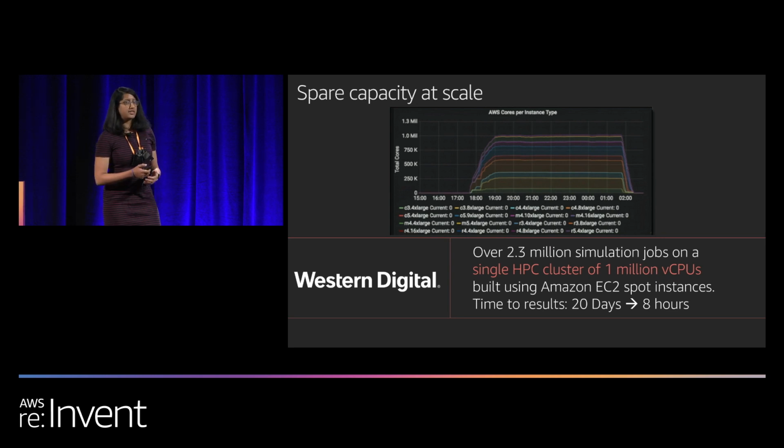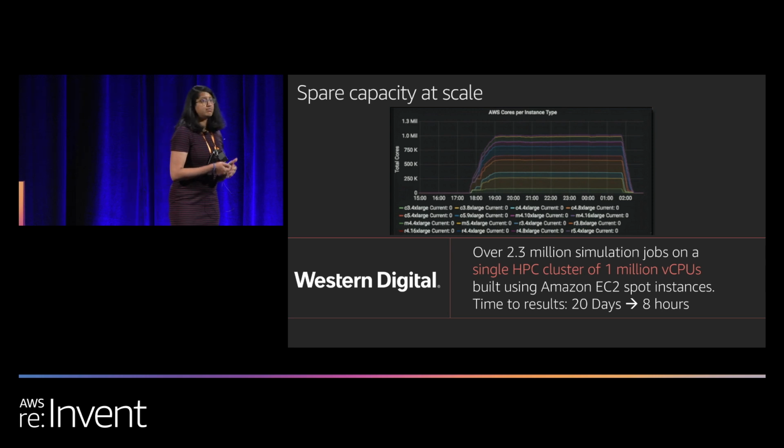So when you think of spot instances, don't just think about how much savings you're actually getting. Think also in terms of how much more you can do for the same cost. And this is what most customers actually do when they're using spot instances. Western Digital is a hard drive company, and one thing to know about hard drives is you need to run millions of simulations. They just ran a 2.3 million simulation test by using spot cluster of 1 million vCPUs, concurrent vCPUs, in a single region.